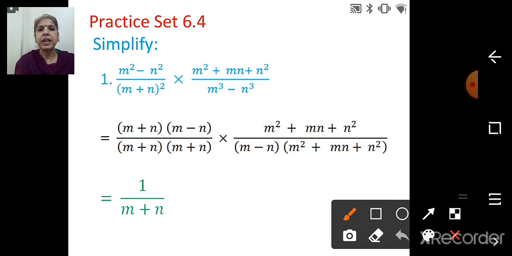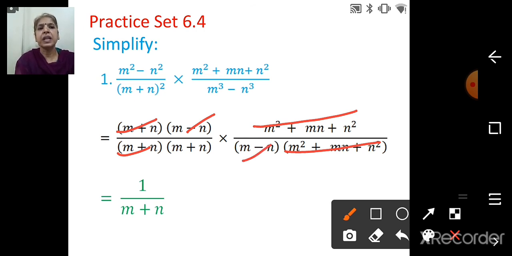Now after writing the factors, whichever factors are the same, we will divide them, cancel them and write the final answer. So see the first part, m plus n divided by m plus n, and keep in mind children, you have to divide the full bracket, m plus n divided by m plus n like that. And then see the other part, m square plus mn plus n square, the full part we are going to divide with the second factor of this, m square plus mn plus n square. Now what is remaining? m minus n with m minus n.